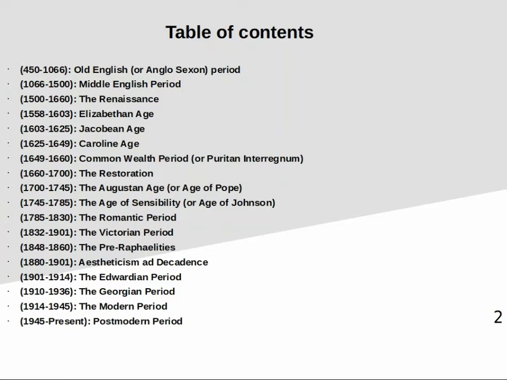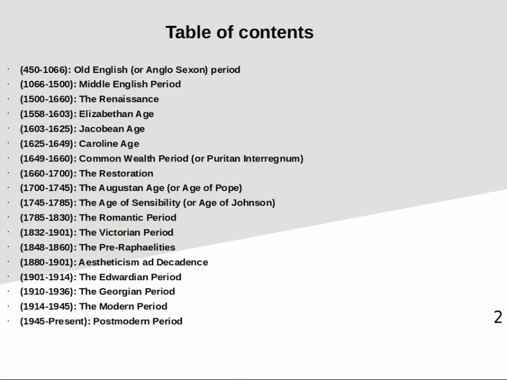The next period is the Neoclassical period, which starts from 1660 and ends in 1785. The next period is the Restoration, which starts from 1660 and ends in 1700. The next period is the Augustan Age or the Age of Pope, which starts from 1700 and ends in 1745. The next period, the Age of Sensibility or Age of Johnson, starts from 1745 and ends in 1785.